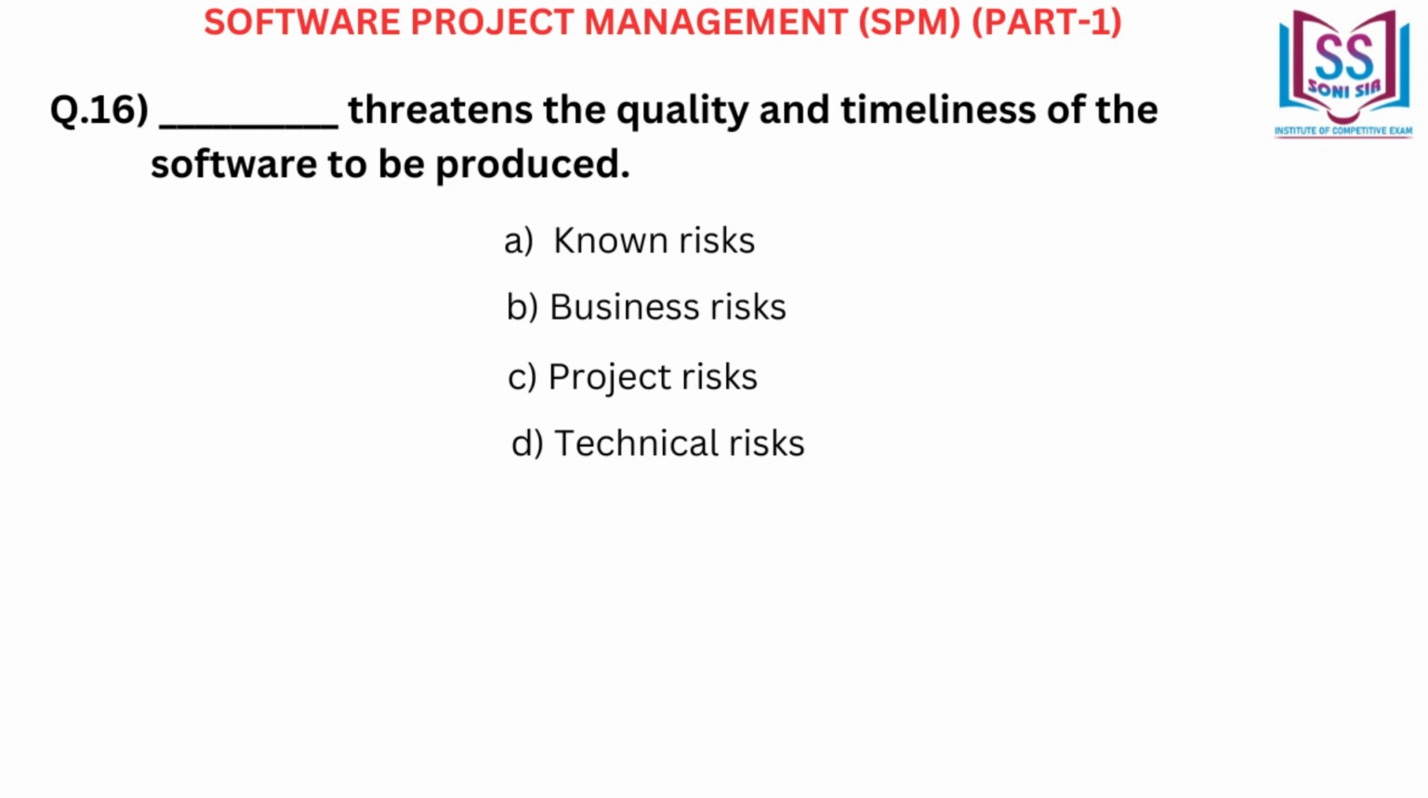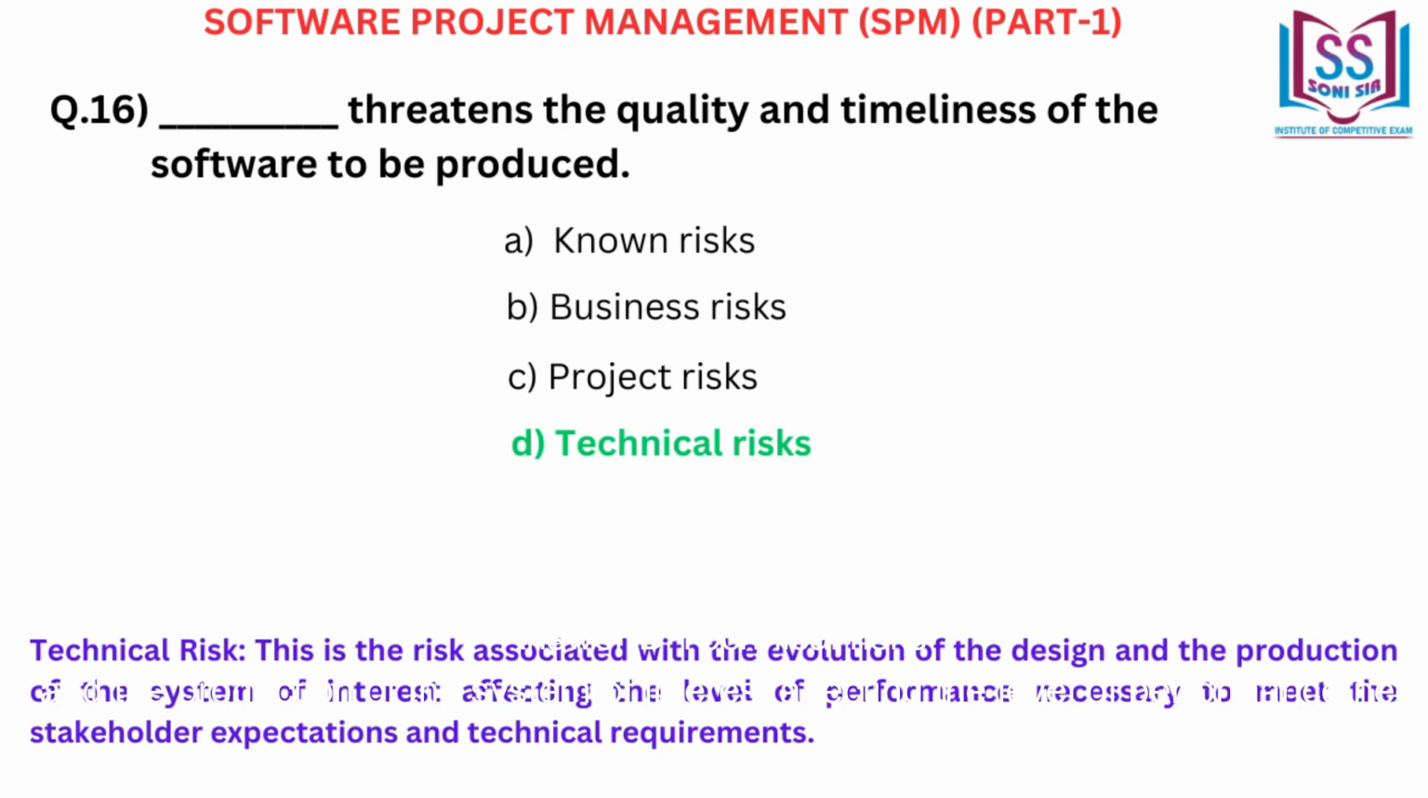Dash threatens the quality and timeliness of the software to be produced. A. Known risks. B. Business risks. C. Project risks. D. Technical risks. Answer: D. Technical risks. Technical risk is the risk associated with the evolution of the design and the production of the system of interest, affecting the level of performance necessary to meet the stakeholder expectations and technical requirements.